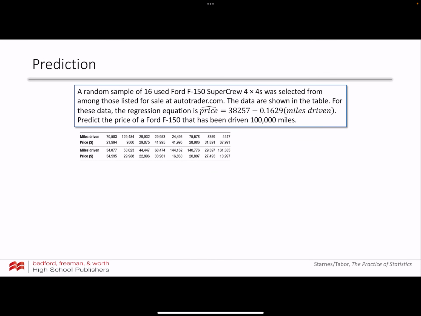All right, so here's the data we were just looking at. If we have a random sample of 16 used Ford F-150 Cruise 4x4s, and this data came off of that website, autotrader.com. The data is shown here. This is the raw data. We have the number of miles driven and then the price that the truck was sold for. So the regression equation is here. Notice y hat, we have that like price hat.